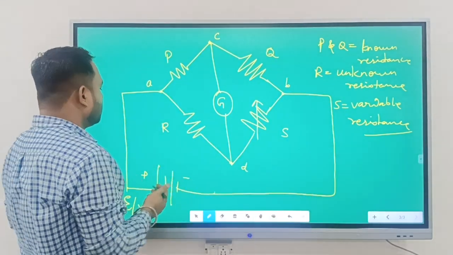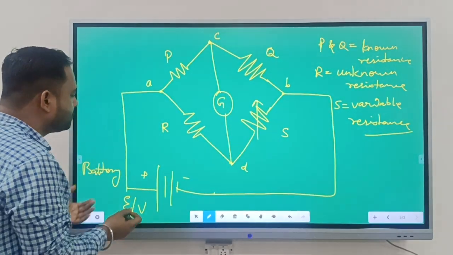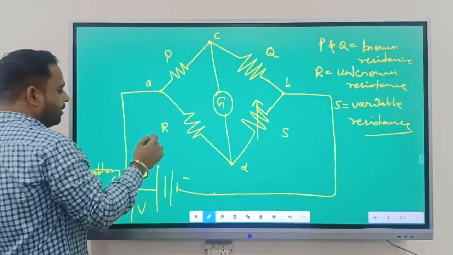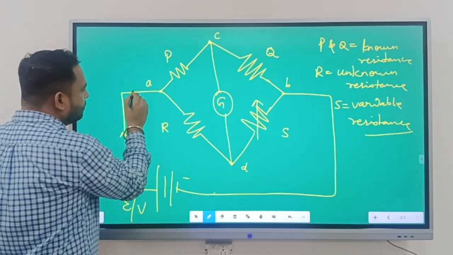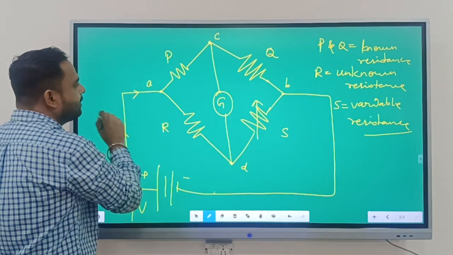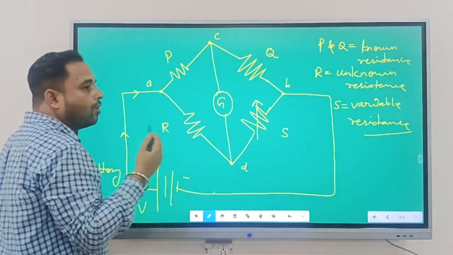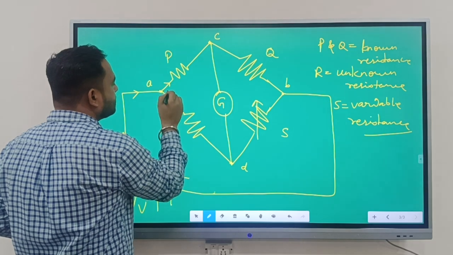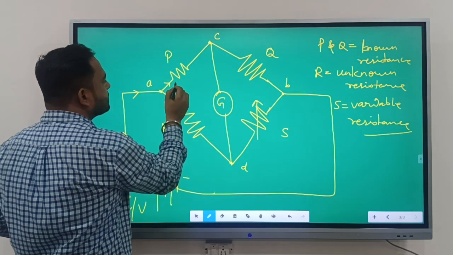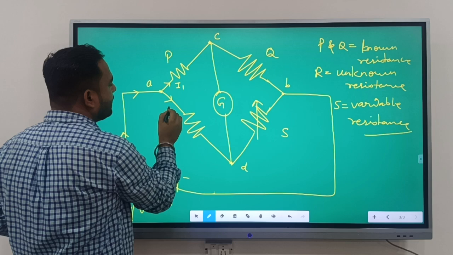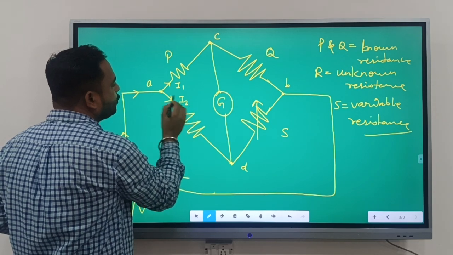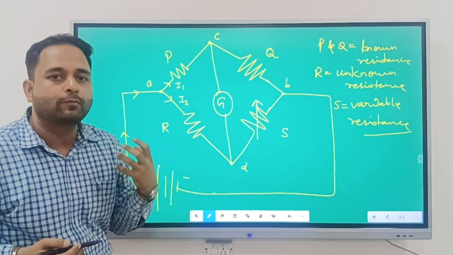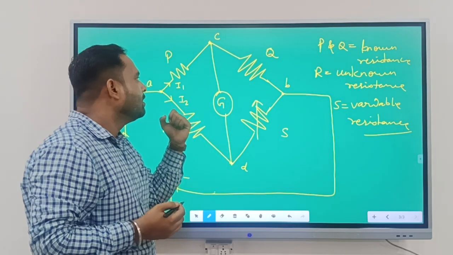Next, the current starts flowing in this bridge from the positive to the negative terminal. You can use Kirchhoff's law, right? Current flows from this line to this line. Here, what will happen? Current divides into 2 parts. One is here, one is here. It's I1 and it's I2.